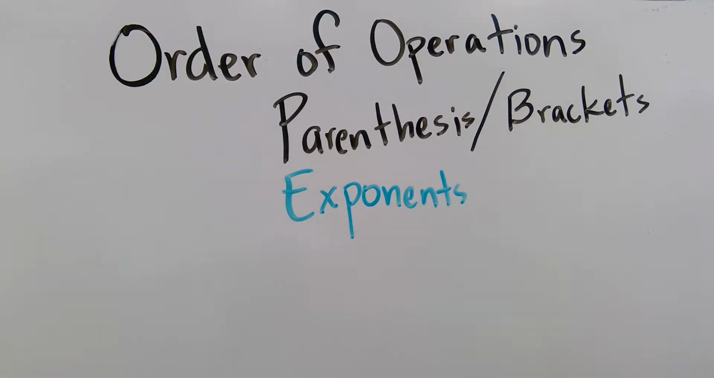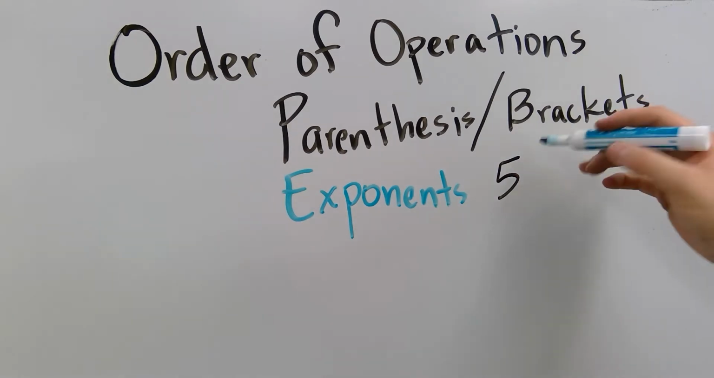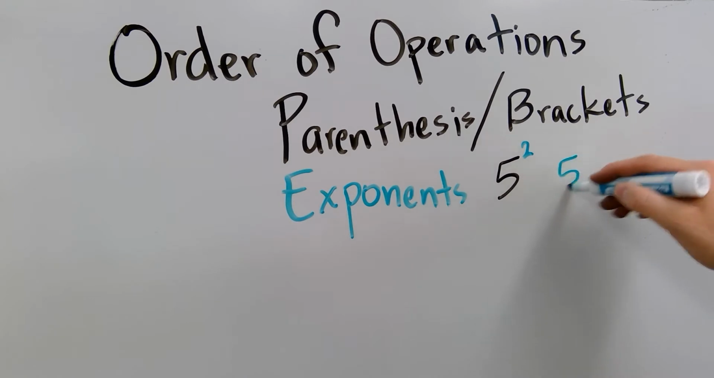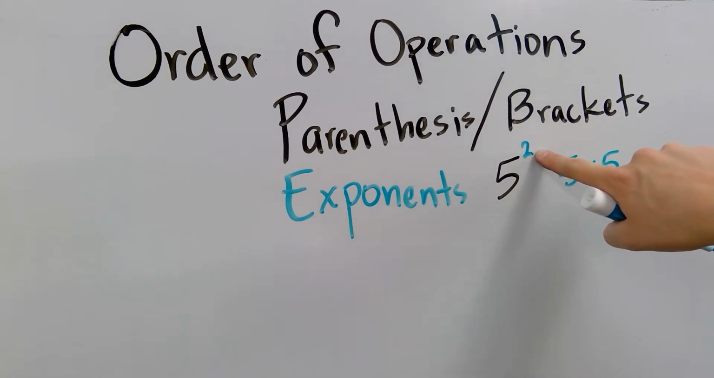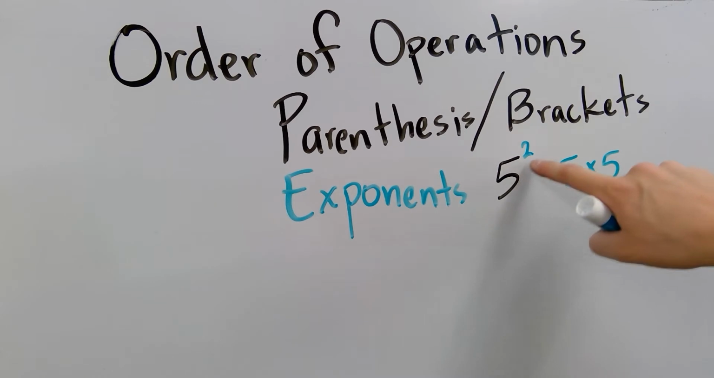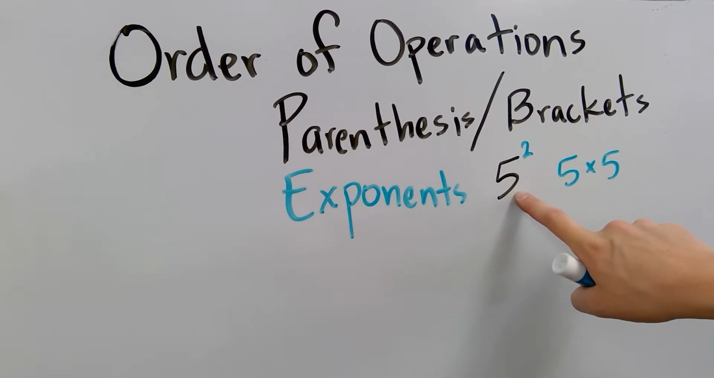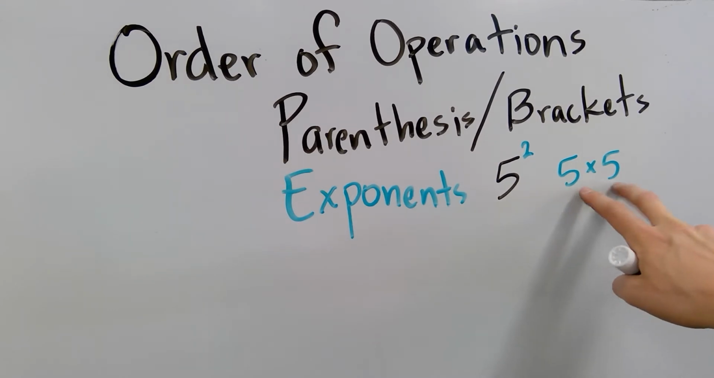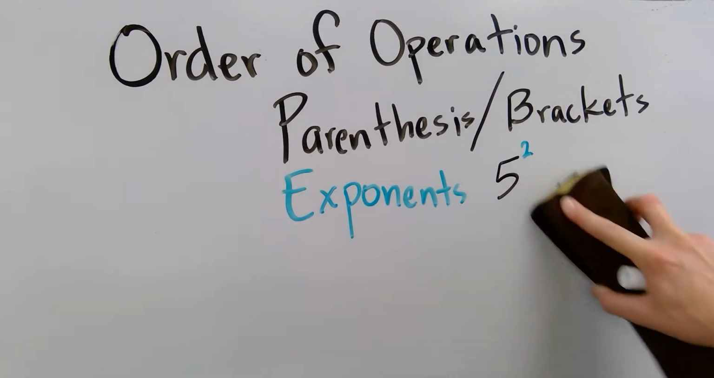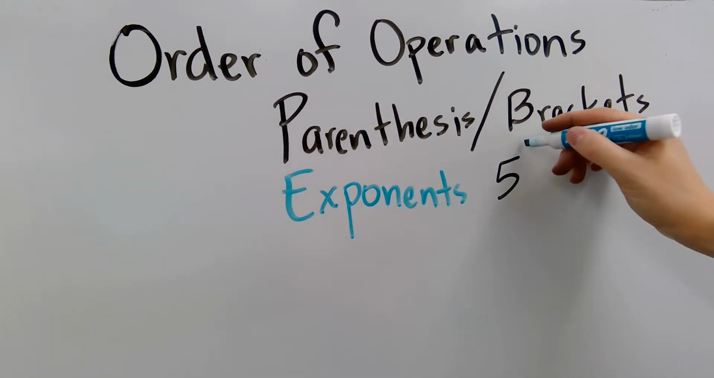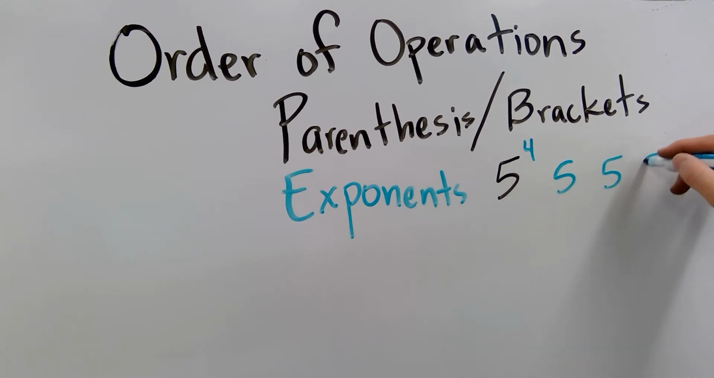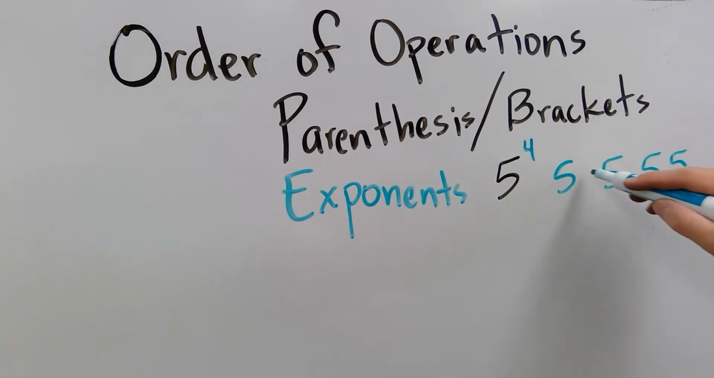Exponents are when you have a number like 5, and there's a little number up here, that means to the second power. And what this means is 5 times 5. The exponent tells us how many there are of the base number. The base number is 5. The exponent tells us there are 2, and they're always multiplying. So it's 5 times 5. But if the exponent was 4 instead of 2, then that would tell us there are 4 5s. 1, 2, 3, 4. We multiply all 4.